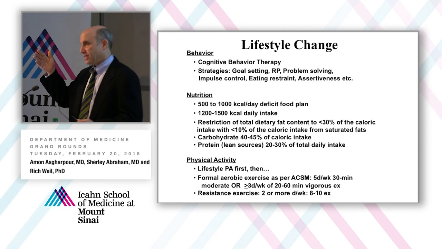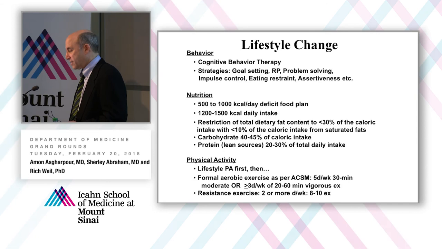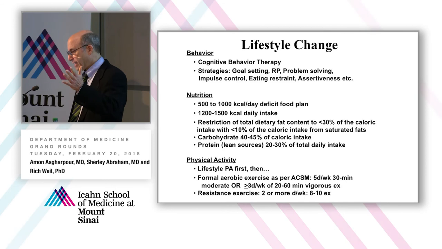Then as they lose weight, it gets easier to move, and then we start to talk about more formal aerobic exercise as per the American College of Sports Medicine, which is 5 days a week, 30 minutes of moderate, or 3 days a week of 20 to 60 minutes vigorous. And this can be accumulated in bouts of 10 minutes during the day, 3 times, or 2 15-minute bouts. So it's more accepted by them.